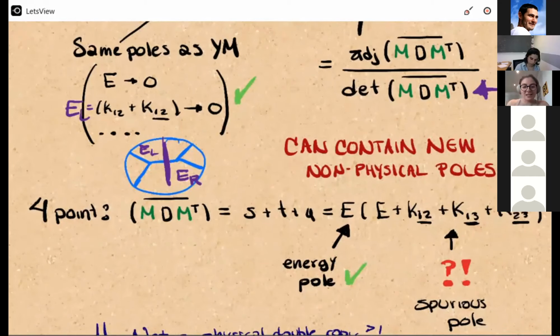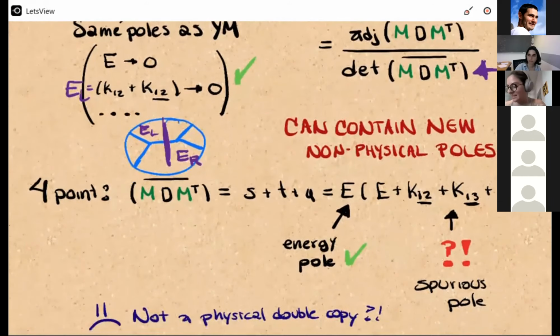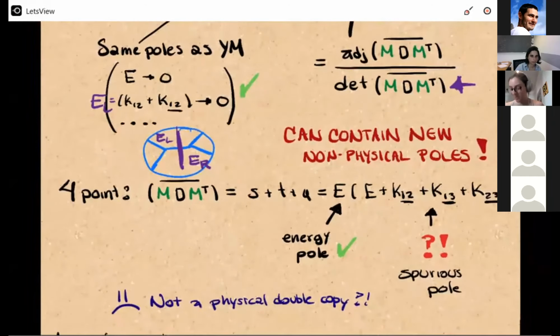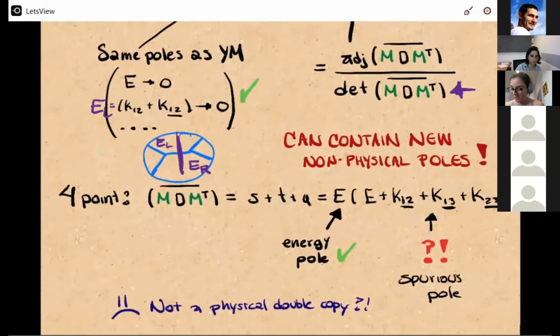Now, this is just a quick analysis I did in the same style as the massive one. So I'm not going to claim that this definitely doesn't work and that this is a spurious pole. But if this were to work, the only way that it could work is if, surprisingly, the residue of this pole is 0. So this has to be checked. You have to compute the adjugate of that matrix and see if it's 0. If it's not, and I have a feeling it's probably not, then you don't have a physical double copy.